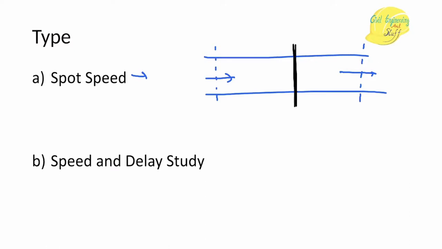The second is speed and delay study. In the speed and delay study, we are interested in the average speed maintained by the vehicles between 2 points, and what were the causes of the delay. For these we use a variety of speeds: journey time, running time, time mean speed, and space mean speed. I have discussed these in the previous lecture, so it is recommended to check those lectures to get a better understanding of when to use which type of time and when to use which type of speed.